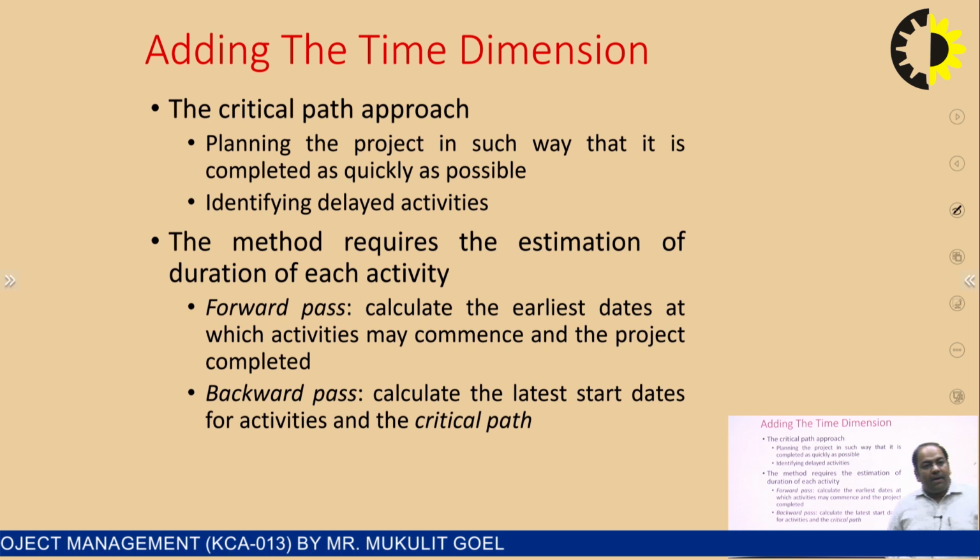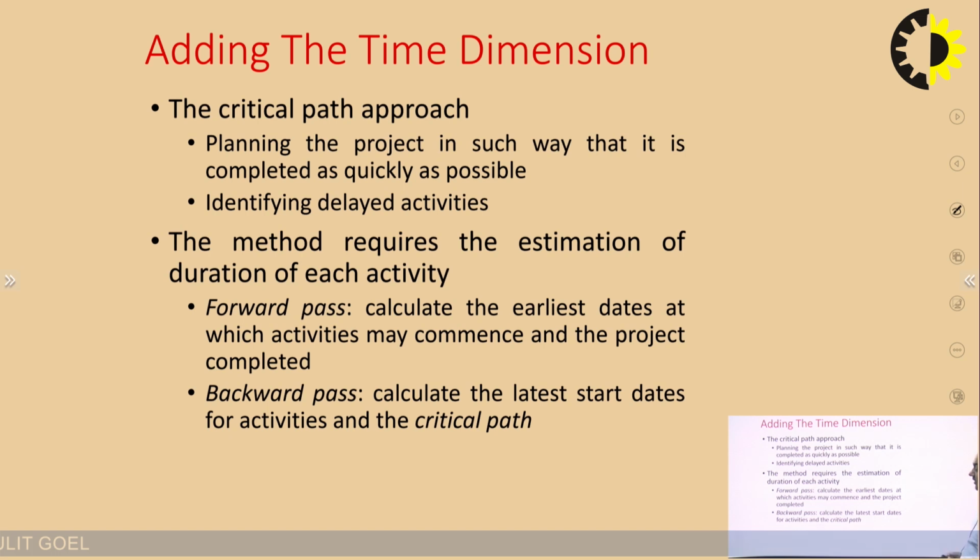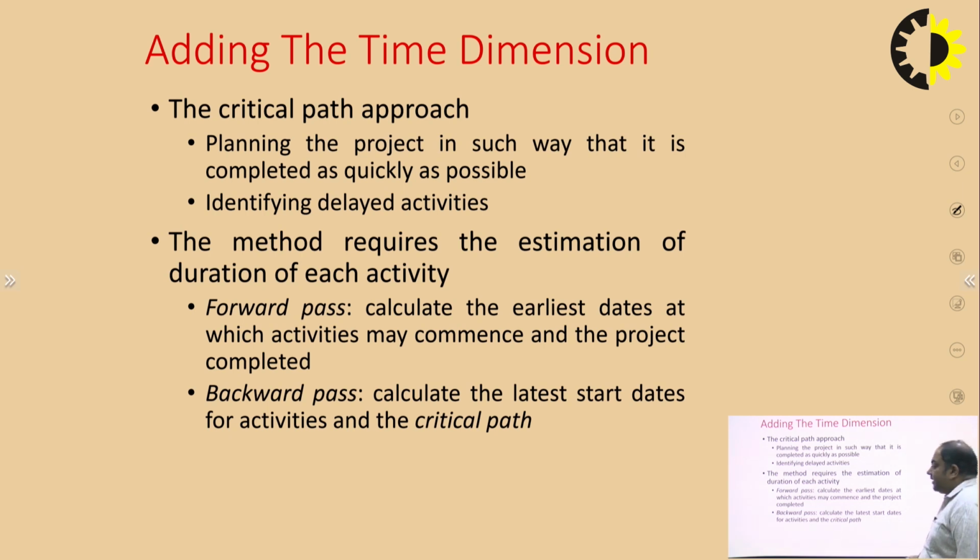In forward pass, what do we do? We calculate the earliest date at which an activity may commence and the project be completed, and in backward pass, we calculate the latest start dates of our activities and the critical path. So what is the difference between the earliest date and the latest date? Earliest dates are the dates on which we can initially start, and the latest dates are the dates after which we cannot delay our project.